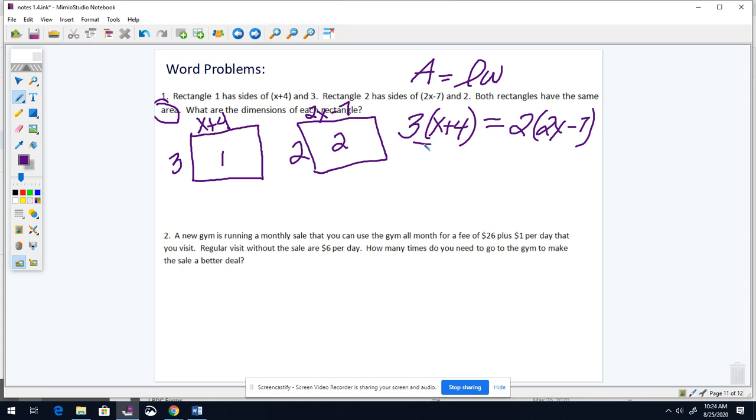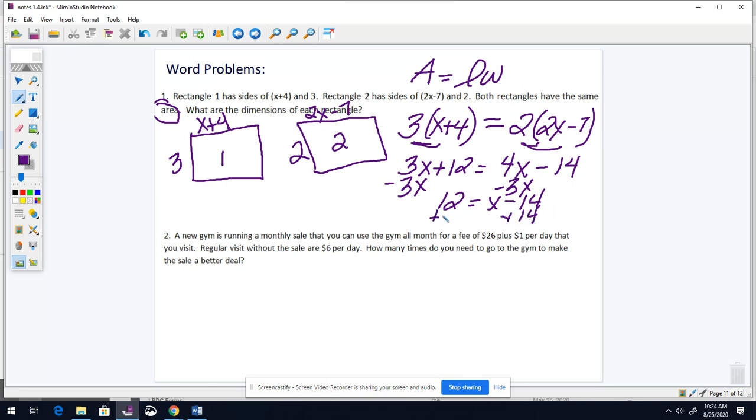I'm going to distribute the 3 through. I'm going to distribute the 2 through. So when I distribute, I get 3x plus 12 on the left. And then when I distribute the 2 on the right, I get 4x minus 14. Turning it into something that we just did in the previous video, getting all the x's on one side. So I'm going to subtract 3x on one side and then on the other. Now I'm going to add 14 on one side and the other. So we get 16 equals x.